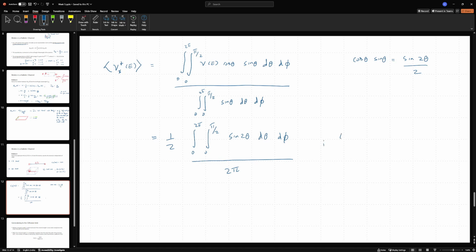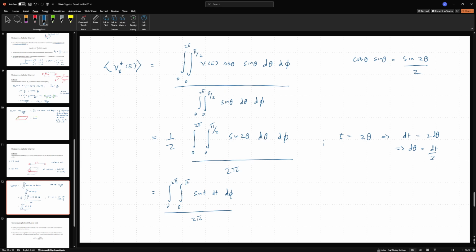Now over here I can say t is equal to 2 theta, which implies dt is 2 d theta, which implies of course d theta is dt by 2. Now the 1 by 2 factor can be reabsorbed into the integral. So this is integral 0 to 2 pi. I should have done the d phi integral first, but it's fine. 0 to pi sin t dt d phi divided by 2 pi.